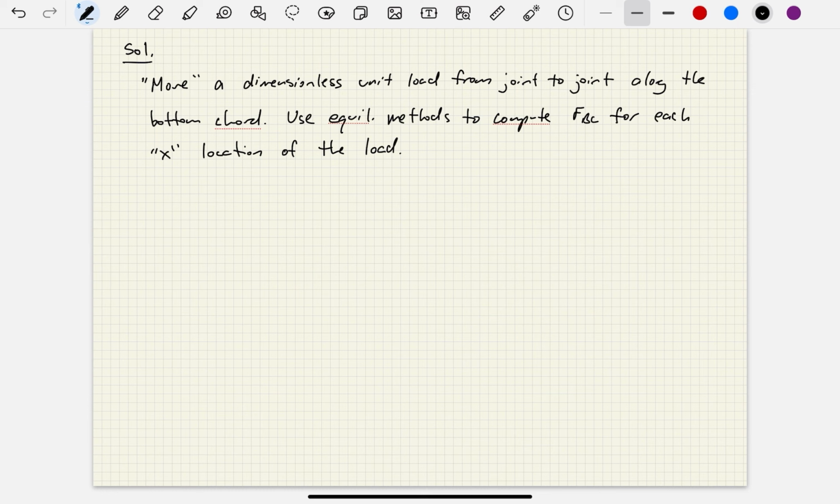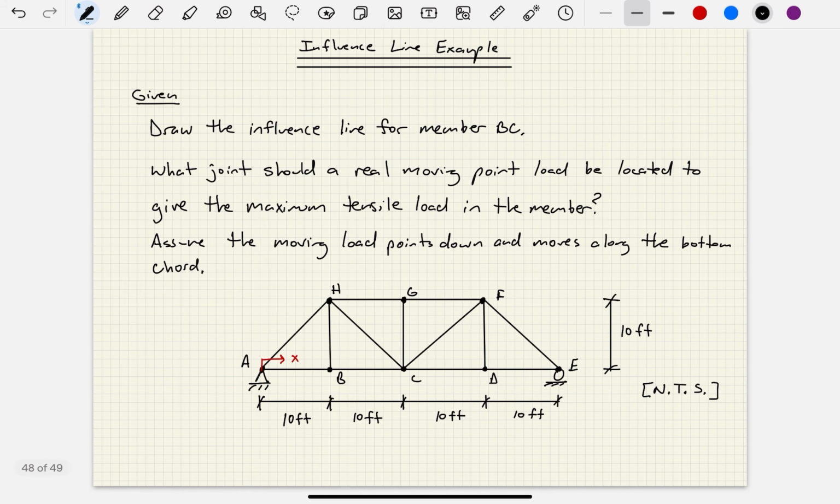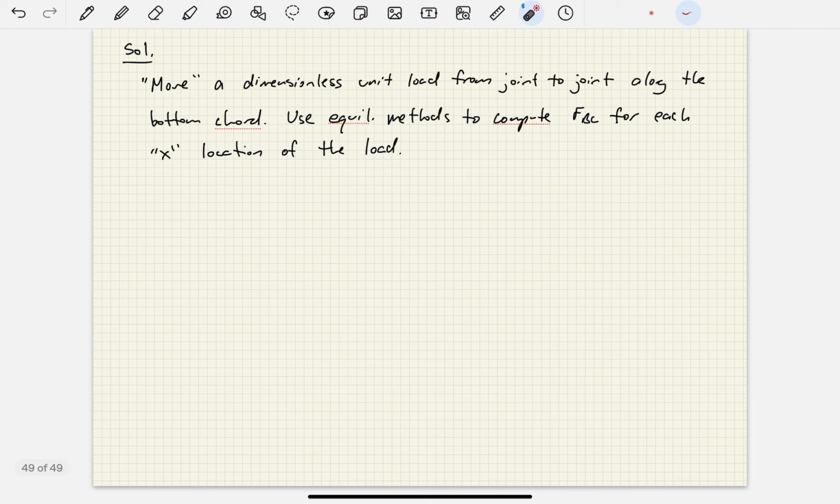Now, what equilibrium methods are we going to use? Well, obviously for a truss, if you want the force in a particular member, then we're going to use method of sections somehow. So let's go ahead and get started. I'm going to start with location 1, that's going to be X equals 0 feet.